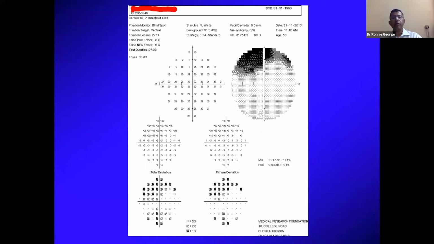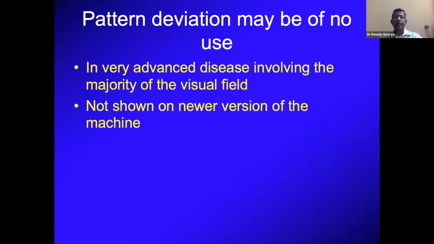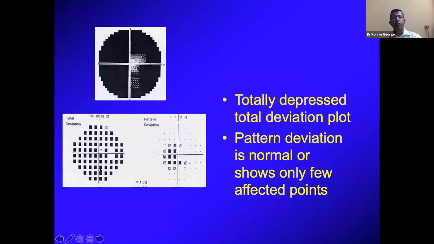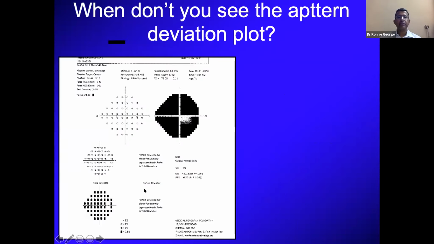The pattern deviation plot is sometimes of no use, and it's because of this reason. So in the older versions of the machine, in very advanced damage, sometimes the pattern deviation plot would look normal and the total deviation plot would look completely abnormal. This is because once you have corrected for the 7th least depressed points on the pattern deviation plot, all the points may be depressed to that level or greater. So you don't see any defects there. This has been corrected in the newer versions of the machines, where it will give you a message saying pattern deviation is not shown for very severely depressed points.